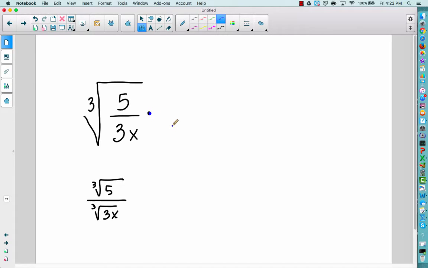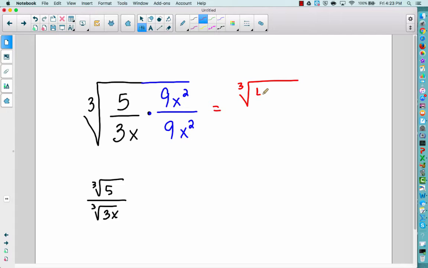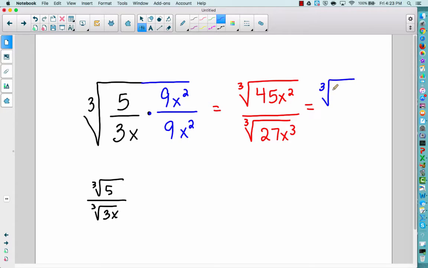So I'm going to multiply the bottom by, it looks like 9. I want to make it 27, and an x squared to make it x cubed. I'm actually going to extend that so you see that's what I'm really doing. All right, so in the top, I get the cubed root of 45x squared. And in the bottom, I get the cubed root of 27x cubed. I can't simplify the top because there's no perfect cube in 45 and there's no perfect cube in x squared, so it stays as the cubed root of 45x squared. The bottom, however, is the perfect cube because that's our whole point of this, and we get 3x.